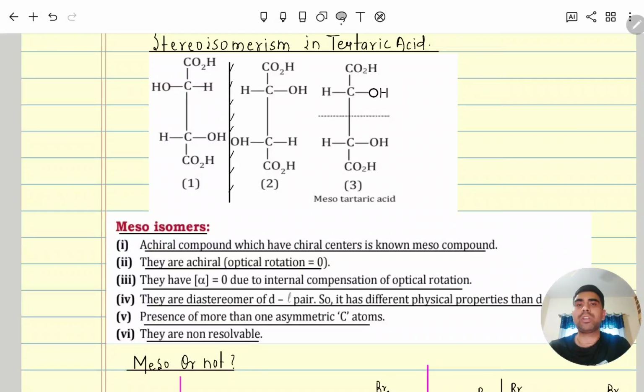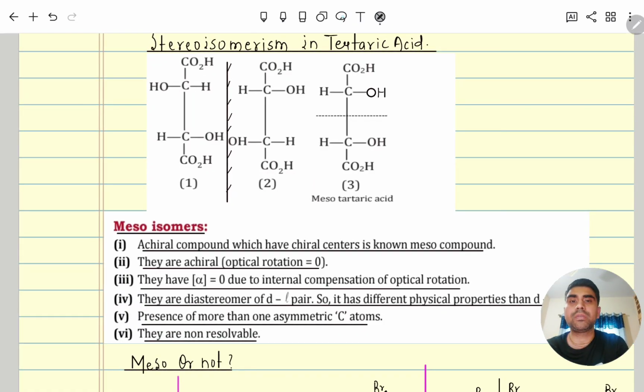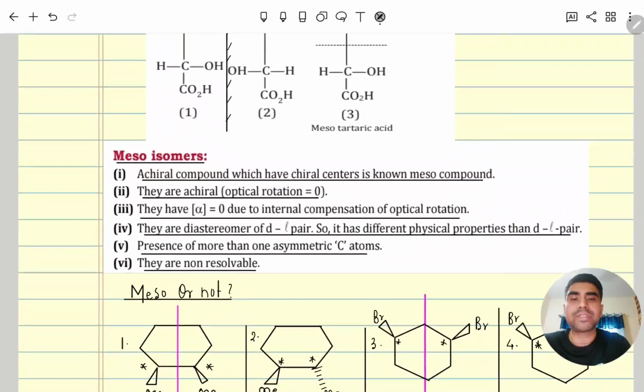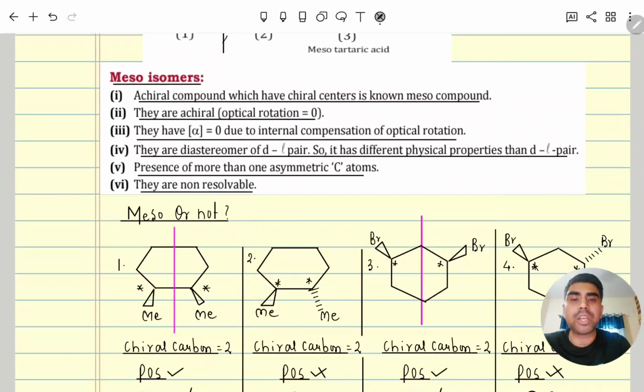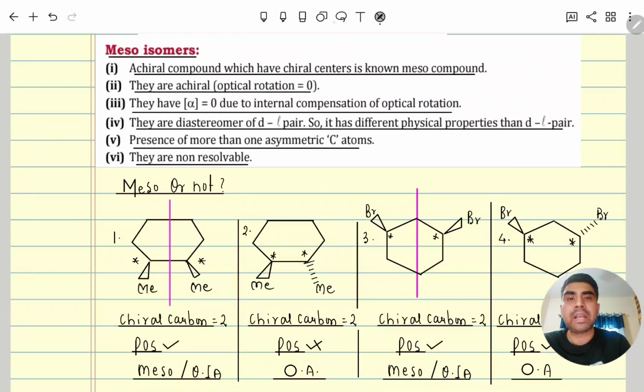Cis and trans have the same molecular formula and the same structural formula, meaning the IUPAC name is the same. Only the optical activity is different, so they are diastereomers. Cis and trans are not mirror images of each other, and that's why they are called diastereomers. Similarly here, the meso compound is also a diastereomer of the respective enantiomeric pairs.